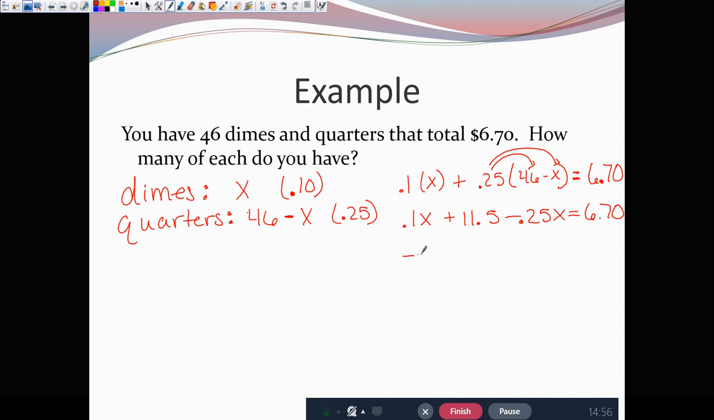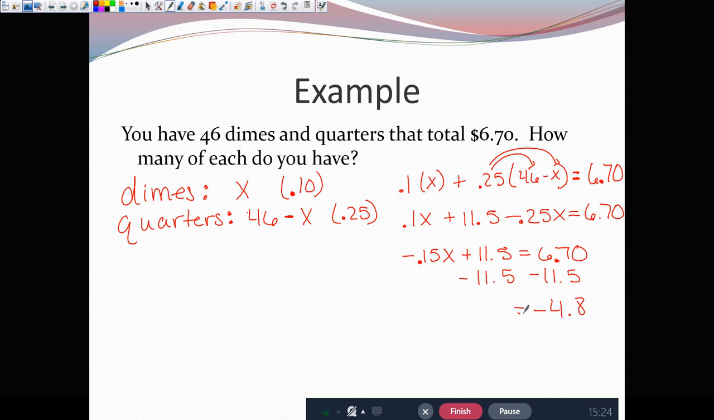Which I should get negative 0.15x plus 11.5 equals 6.70. So now I'm going to subtract my constant. This would also be good if you did it in your calculator, because then you can divide easily. So type in 6.7 minus 11.5. You should get negative 4.8.